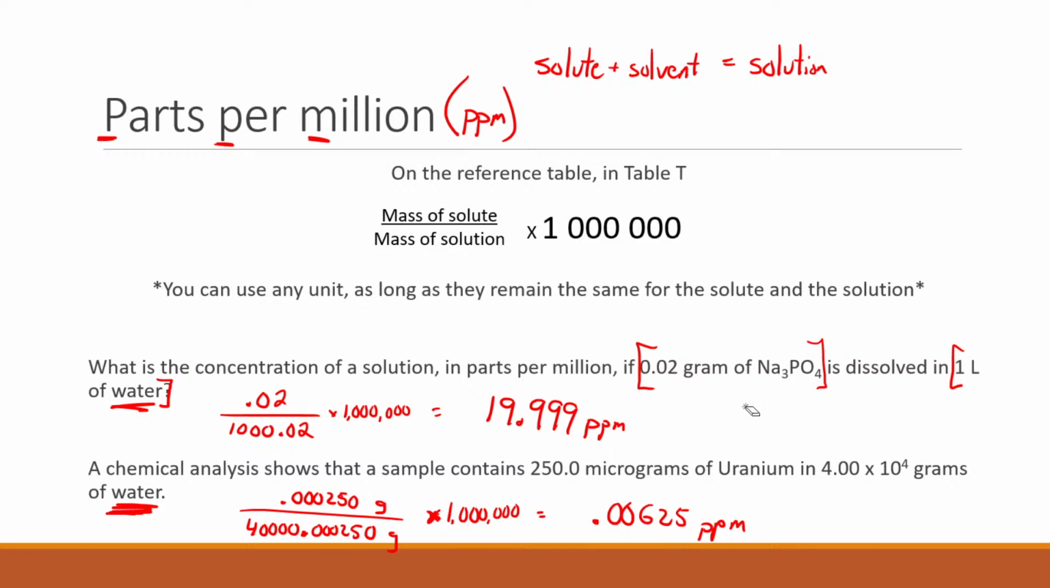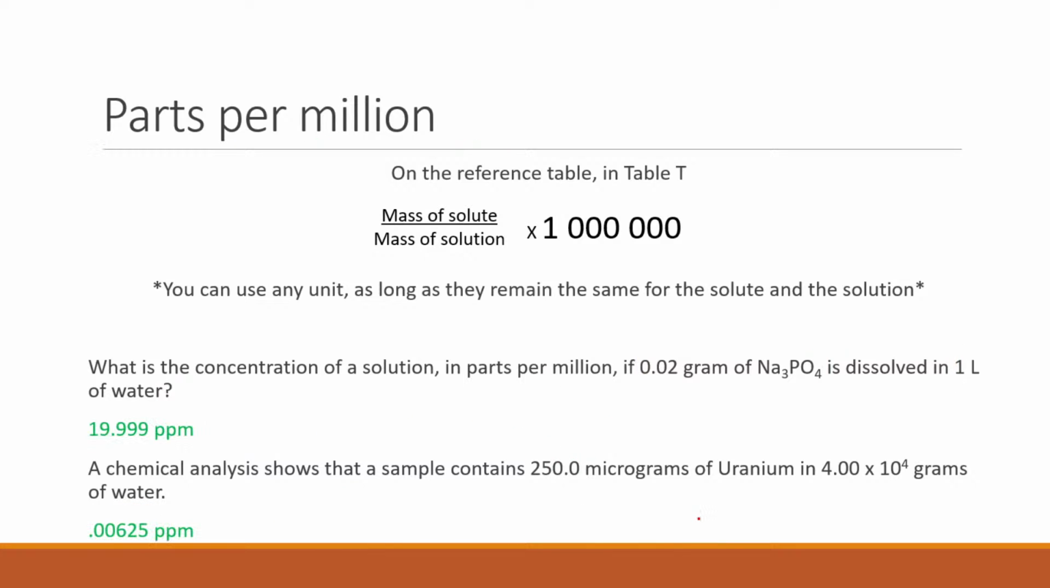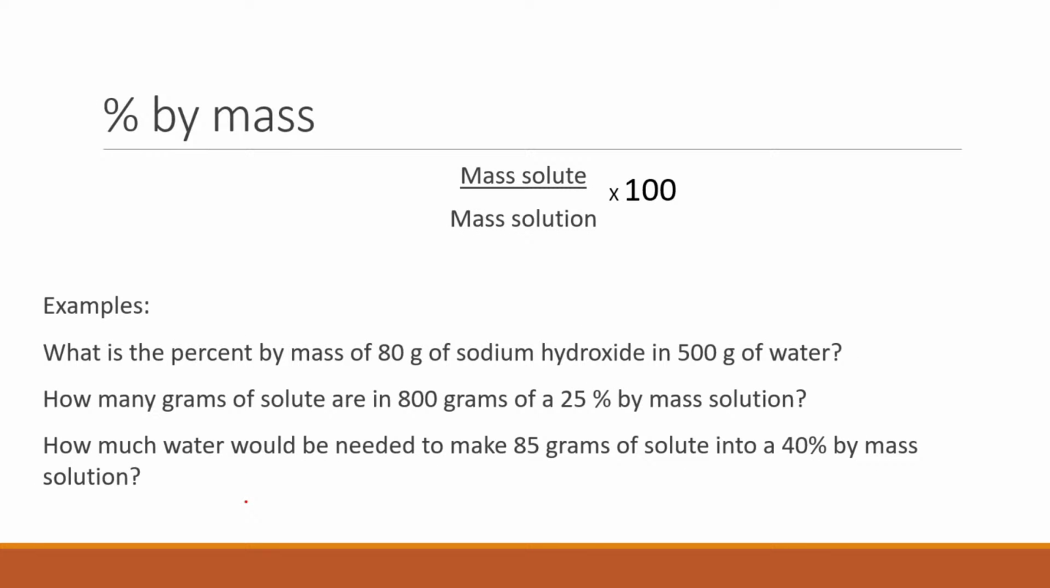And when we go to check our answers here, we're going to see that they line up pretty nicely, the 19.999 and the 0.0625. Right, exactly where we expected them to be. Our last calculation, percent by mass, is very similar to parts per million. It's actually exactly the same as parts per million, except instead of multiplying by 1,000,000, we multiply by 100.